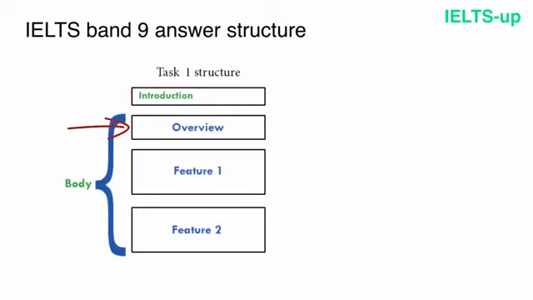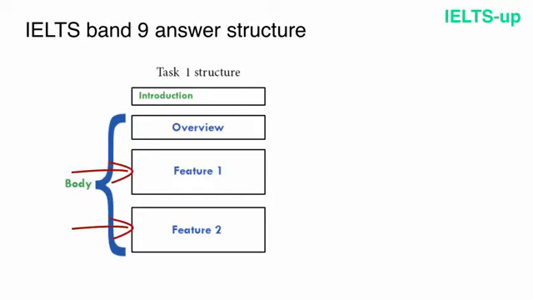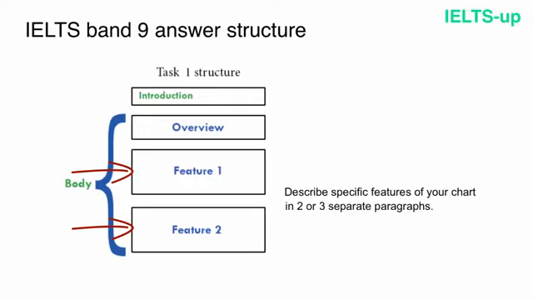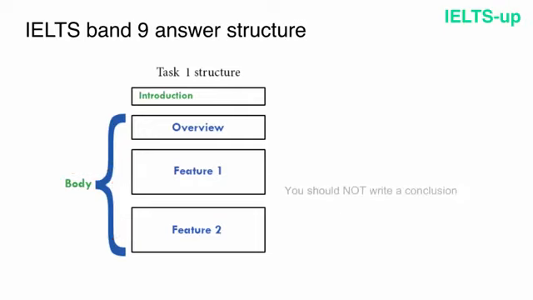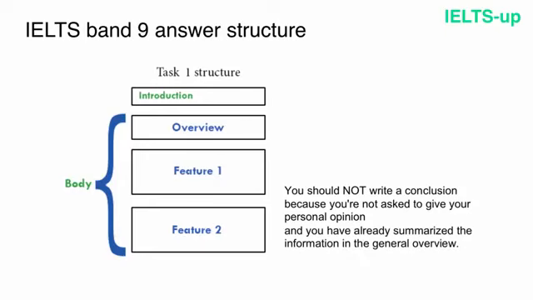Next, you should write an overview paragraph. In this paragraph, you should list general trends of your chart. Do not write many specific numbers or details in this part. Remember, overview should contain only general information. Then, you should describe specific features of your chart in 2 or 3 separate paragraphs. You should not write a conclusion in task 1 because you are not asked to give your personal opinion, and you have already summarized the information in the general overview.